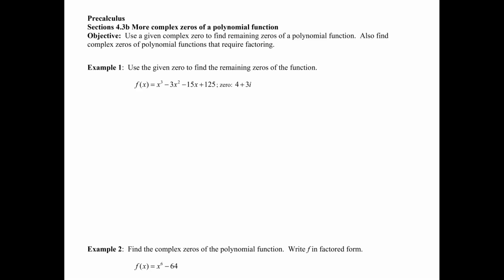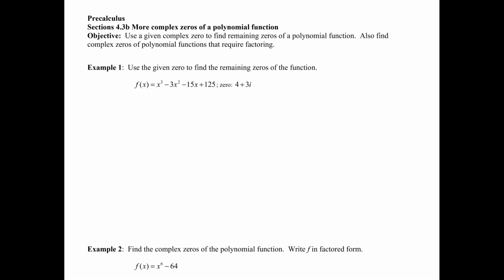Hello and welcome to a video on complex zeros of a polynomial function. We're going to look at two different kinds of examples in this video. The first kind of example is we're going to use a given complex zero to find remaining zeros of a polynomial function. So that's example one. Example two is going to be find complex zeros of polynomial functions that require factoring, and that's the one down here, example two. Well, let's focus on first thing first.